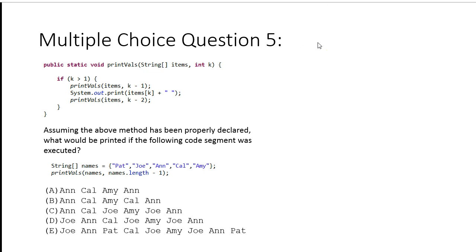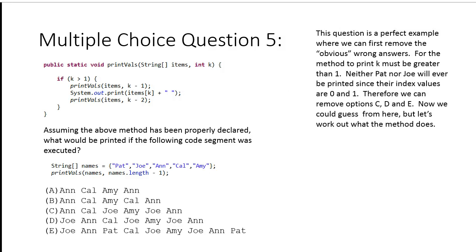What about this one? So pause it, give this one a try, and then come back. So have you tried it? This question is a perfect example where we can first remove the obvious wrong answers. For the method to print, k must be greater than 1. Neither Pat nor Joe will ever be printed, since the index values are 0 and 1. Therefore, we can remove options C, D, and E.